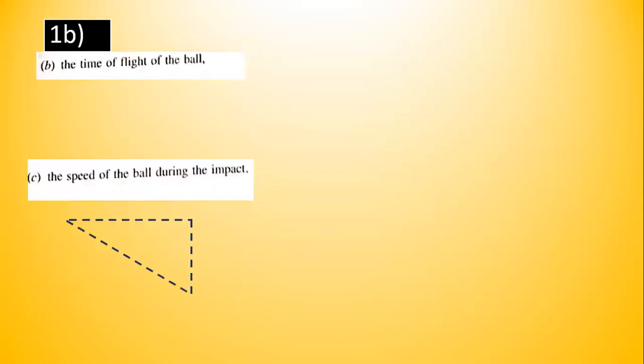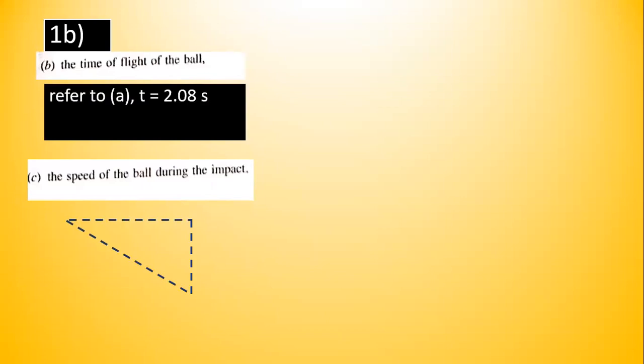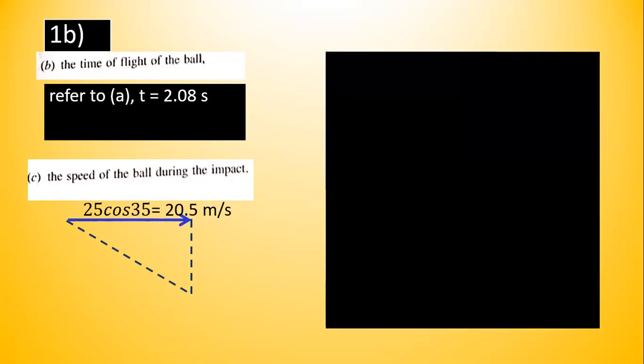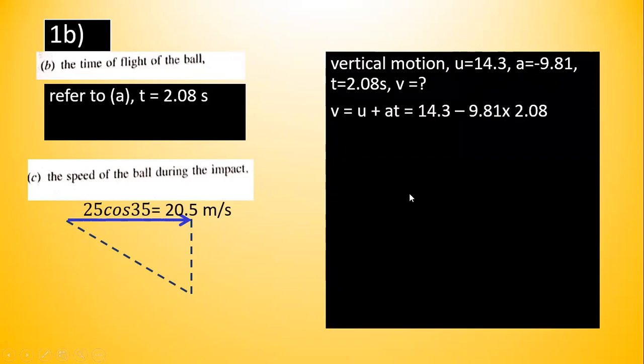Question B: the time of flight of the ball is 2.08 seconds. We have calculated that already. Now the speed of the ball during impact. Horizontally, we know. Vertically, we have to calculate using vertical motion. We know the vertical velocity is negative because we take up as positive. Then there's the time that we calculated. Calculate your v using v = ut + ½at². That is your u, your a is negative, and then that's your time. Negative means it's downwards.